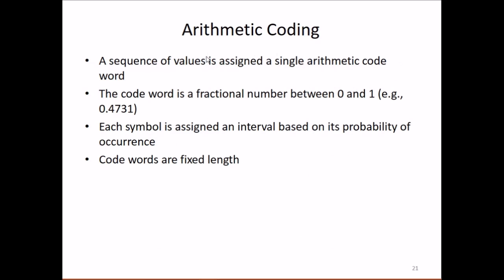Now arithmetic coding. The sequence of values is assigned a single arithmetic code word, and the code word is a fractional number between 0 to 1. How this is being known, I'll tell you. Each symbol is assigned an interval based on its probability of occurrence, and code words are of fixed length. So let us see how it is done.